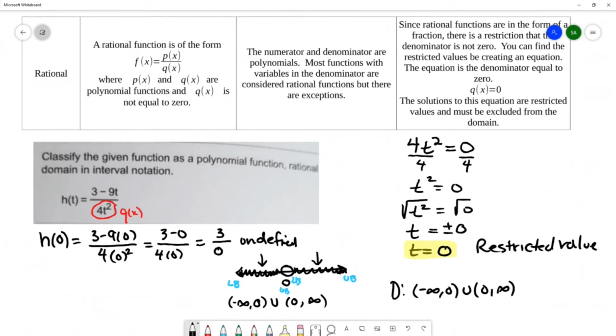I just want to point one more thing out to you guys. If you notice that I use parentheses, parentheses indicate that that value is not included in the set. So the parentheses here next to 0 indicate that 0 is not part of the set and not part of the domain. And then we also have these parentheses next to infinity. And infinity is not a number. It's a concept or an idea that the numbers go on forever. And so we're never going to use brackets next to the infinity symbol.